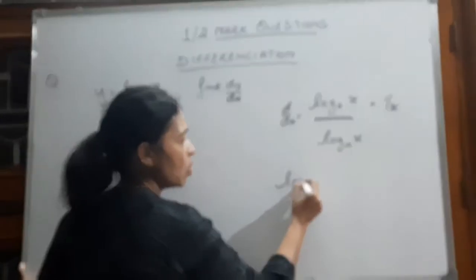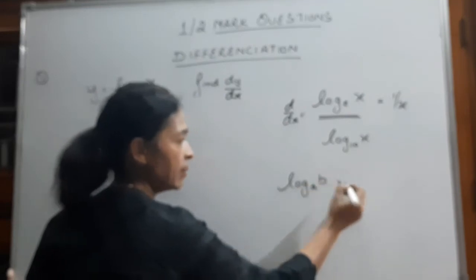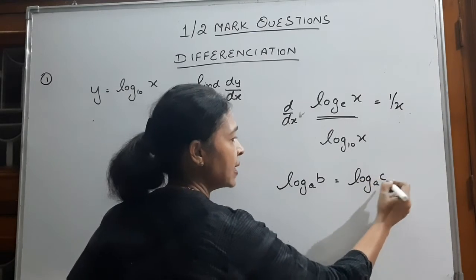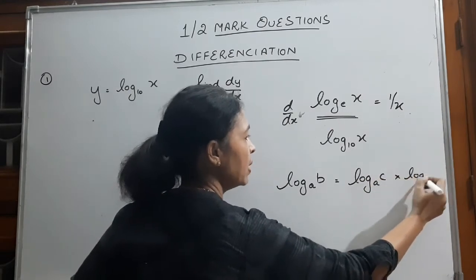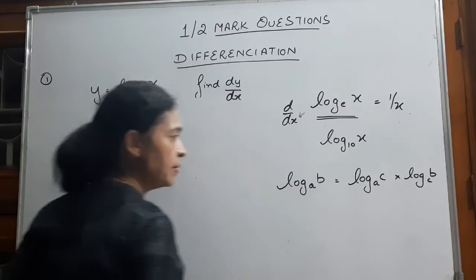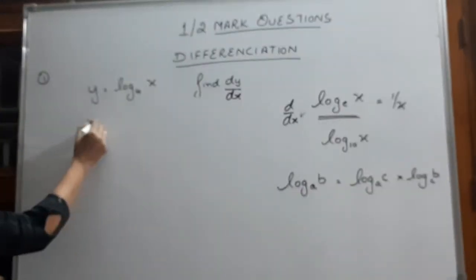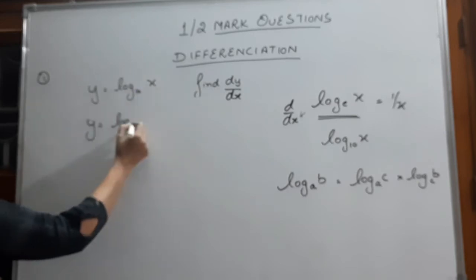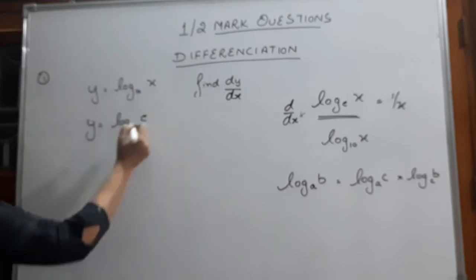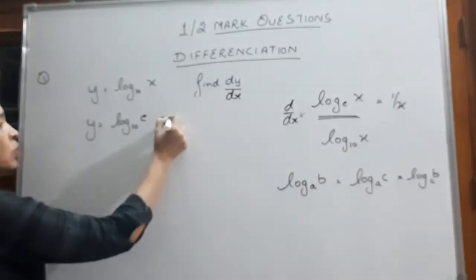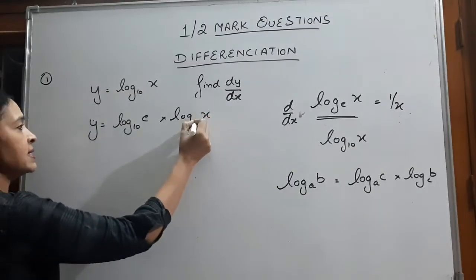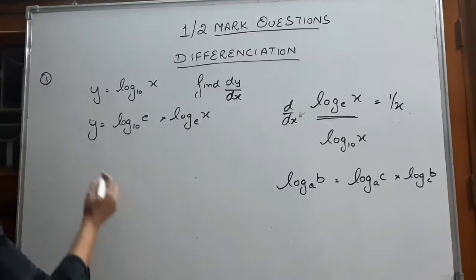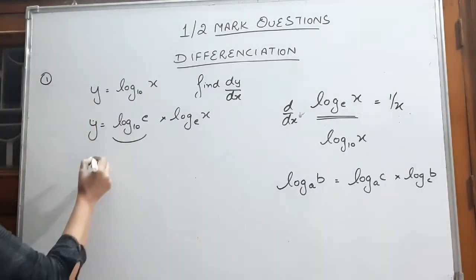बच्चे, if we have log b to the base a, we can write it as log c to the base a into log b to the base c. In the same way, we can split log x to the base 10. We will write it as log e to the base 10 into log x to the base e. What is this? Natural logarithm. Now this is a constant.